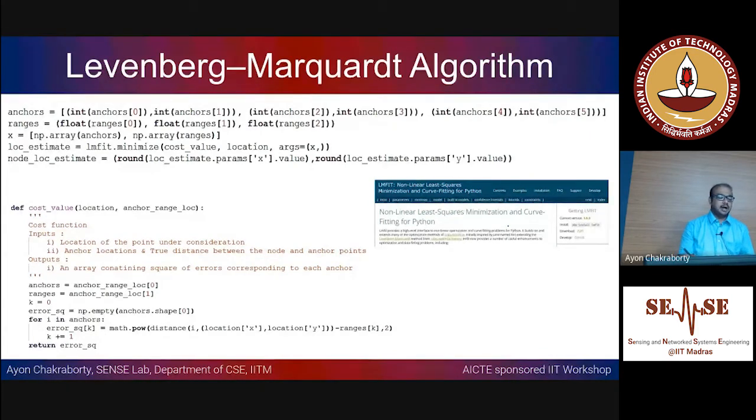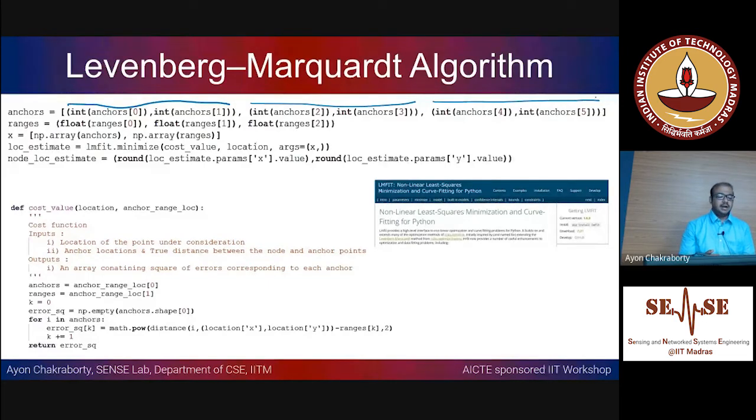Anchors are defined on the top left part of the screen. Just concentrate on the top left, where I have defined the anchor locations. This is a simple fragment of Python code that we have written. This is the location of anchor 1, this is the location of anchor 2, and this is the location of anchor 3. This is a 2D system, so we assign only two coordinates for each anchor, and we are just using some integer values.